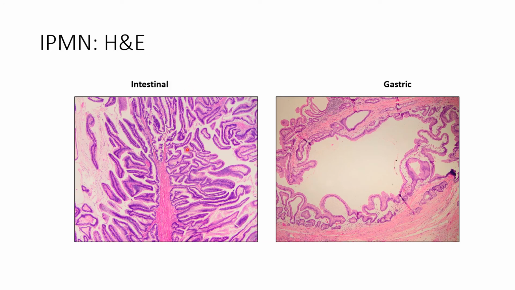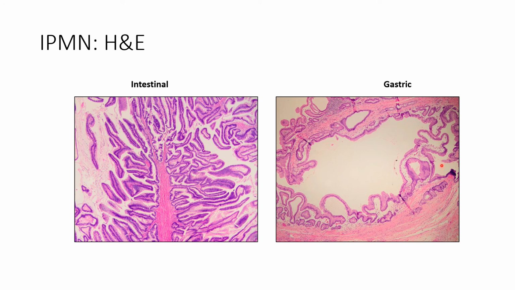So microscopically, it also has two types. One is intestinal and the other is gastric. So in the intestinal type, we have long villous finger-like projections which are lined by columnar mucin-producing cells, and they resemble the villous adenoma of the large intestine. That's why they are called intestinal type.